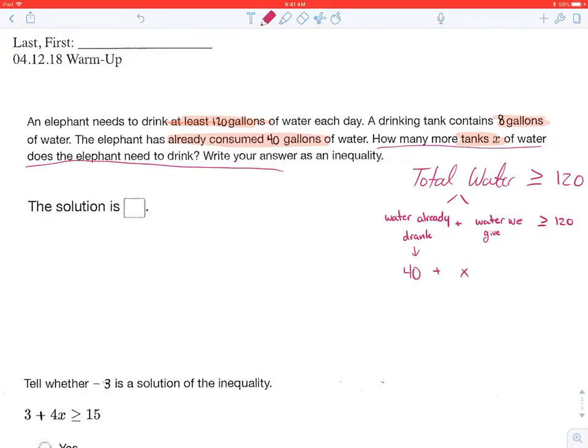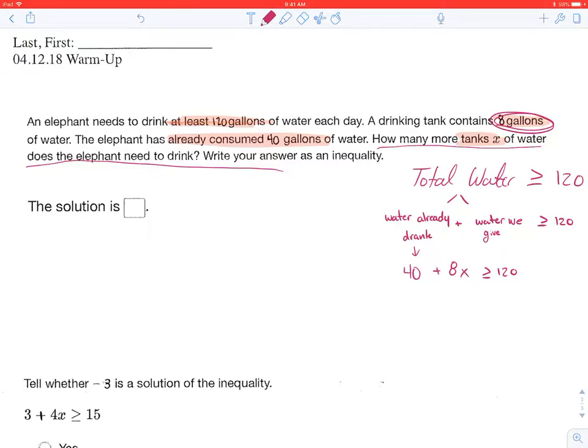But that doesn't mean that he's now drunk 41 gallons of water. That means that if each tank contains 8 gallons of water, then we're going to have to take the number of tanks that we give and multiply it by 8. For example, if we gave 1 tank, we would do 8 times 1, which is 8, add it to 40, and we would say that he's now had a total of 48 gallons of water. So that is why we have to multiply X, which represents tanks, by the 8 gallons of water in each tank, which needs to be at least 120.